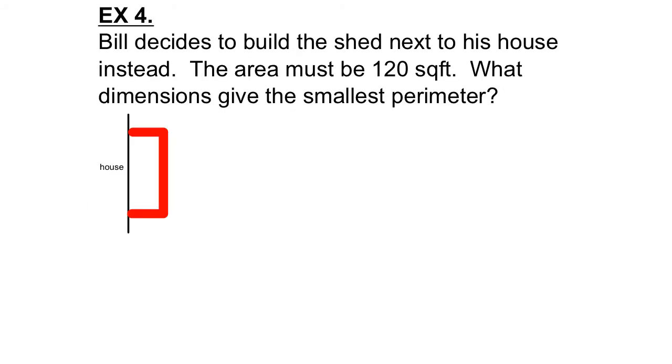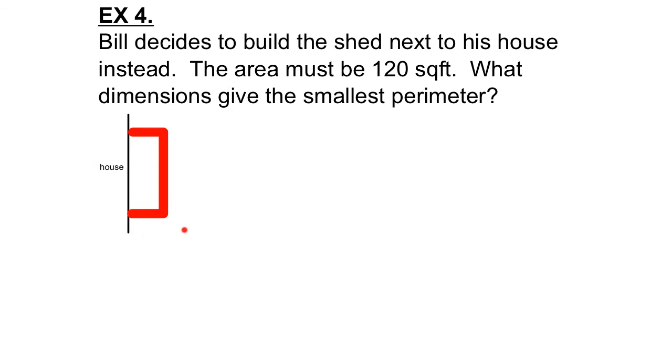But let's say Bill decides to build the shed next to his house instead. The area still must be 120 square feet. So we, again, need to find the dimensions that give the smallest perimeter. So this time, we're not necessarily going to be dealing with a square because the shed's tucked up beside the house. We don't need to build a wall on this side. So we're really only dealing with 3 sides.